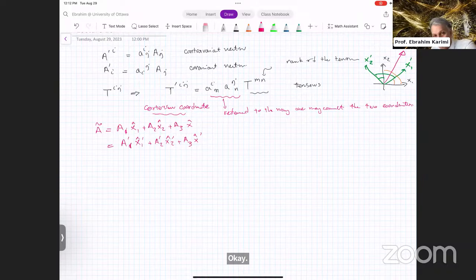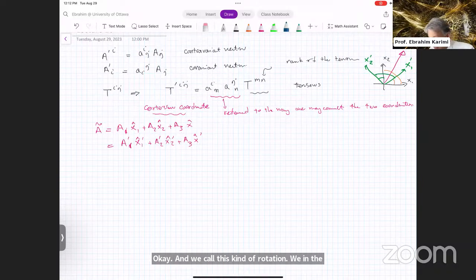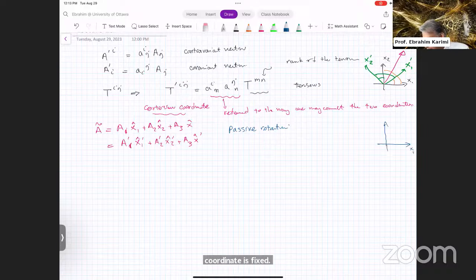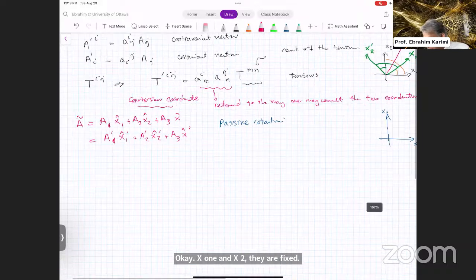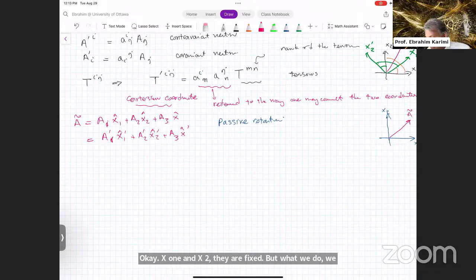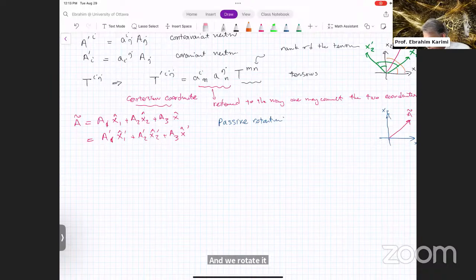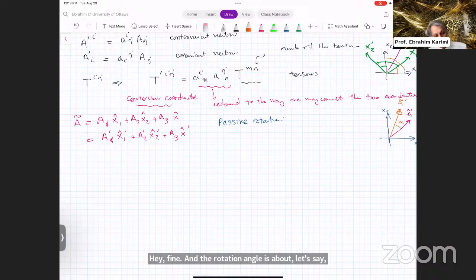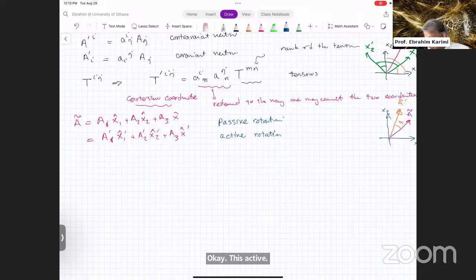We call this kind of rotation, when the coordinate is rotated and the vector is fixed in the space, passive rotation. We have another kind of rotation, which we call active rotation, in which the coordinate is fixed. x1 and x2 are fixed. But what we do is take the vector A and rotate it to another place, which is A', and the rotation angle is, let's say, alpha. We call this the active rotation.